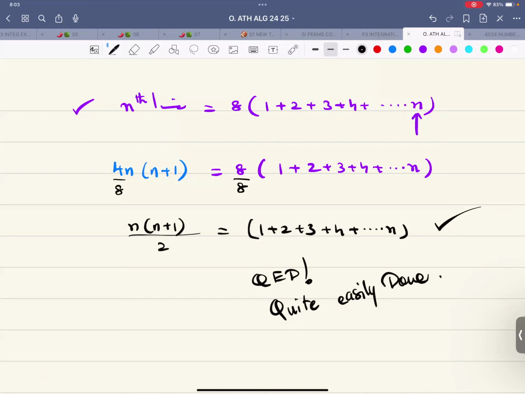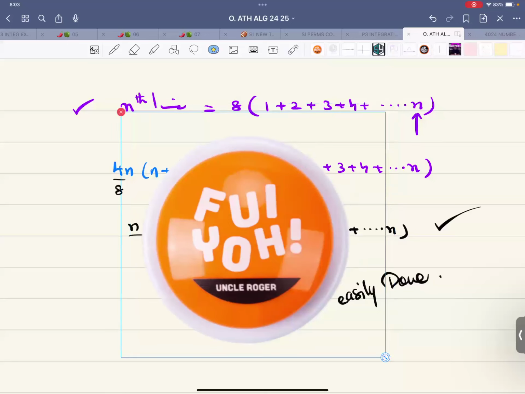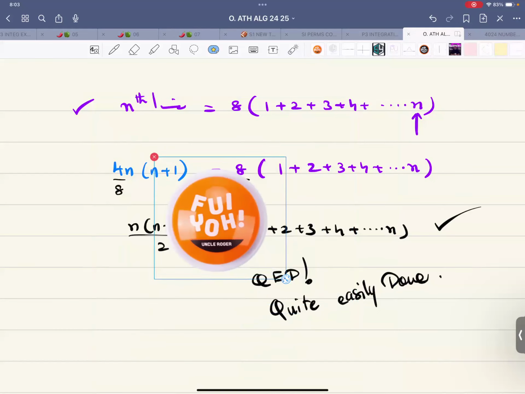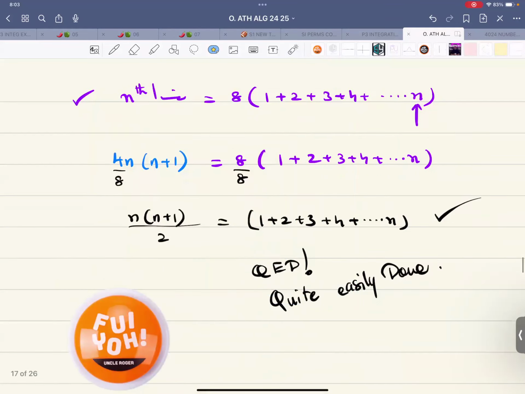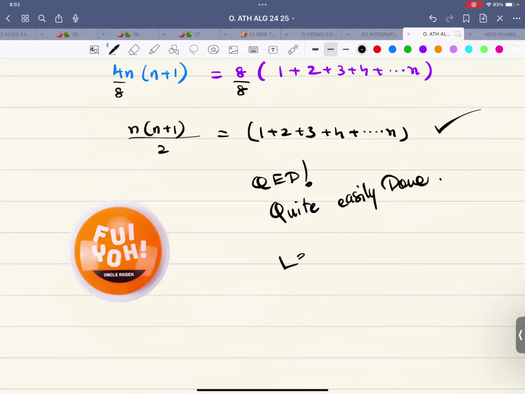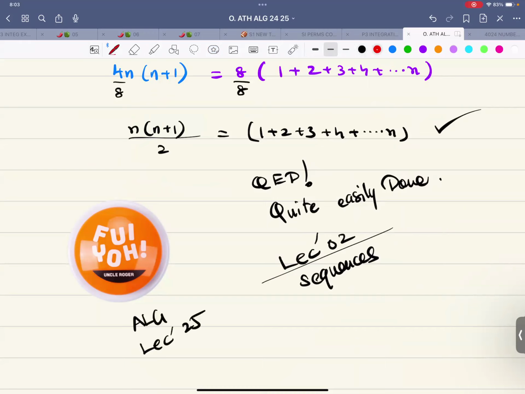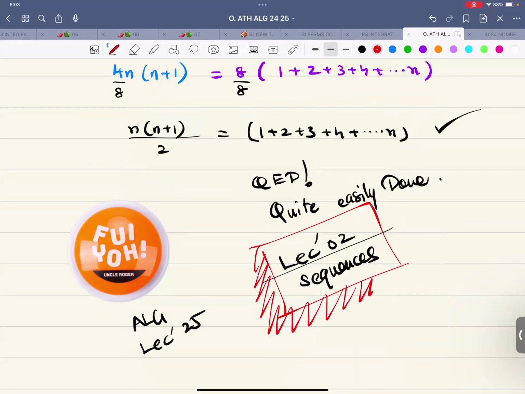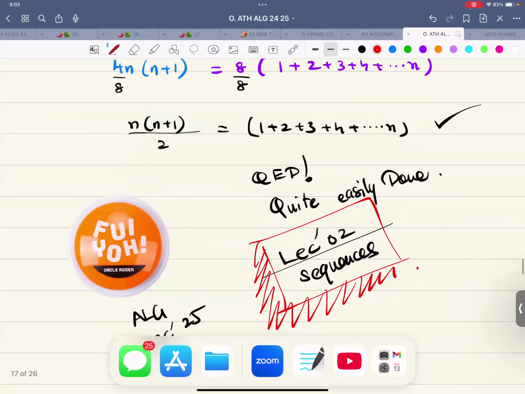So that is how this particular part is done. And that is for being happy that we have done it all good, all correct. And that is the end of lecture number 2 of sequences. So this is algebra lecture number 25. And as far as sequences are concerned, this is lecture number 2. Stay tuned for more. See you in the next class.